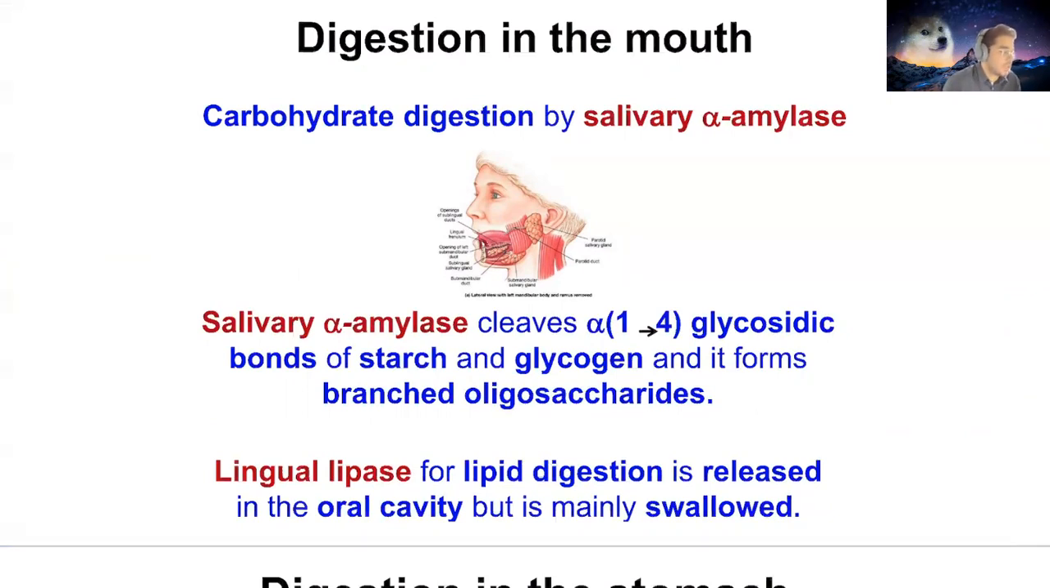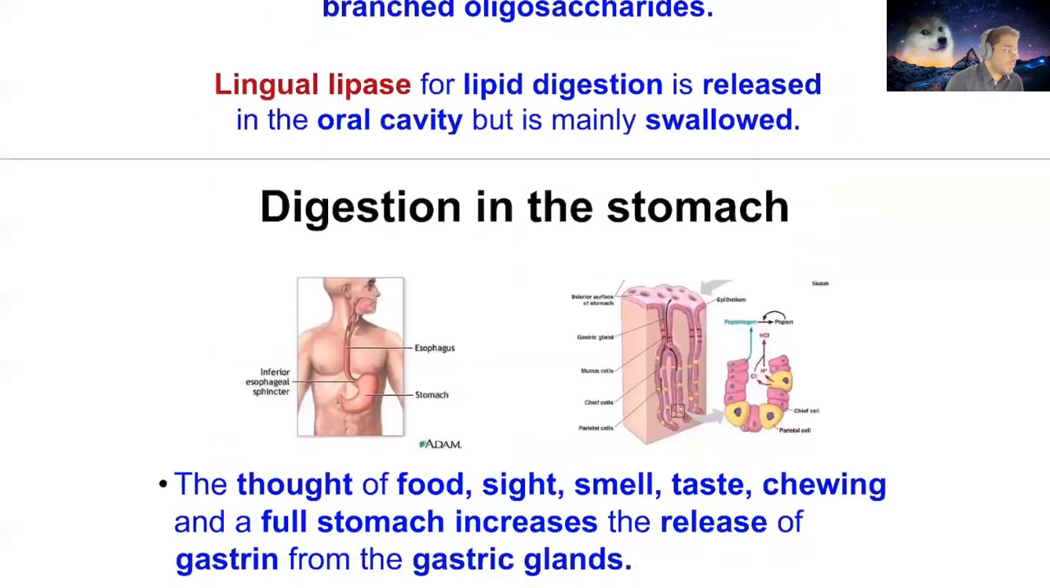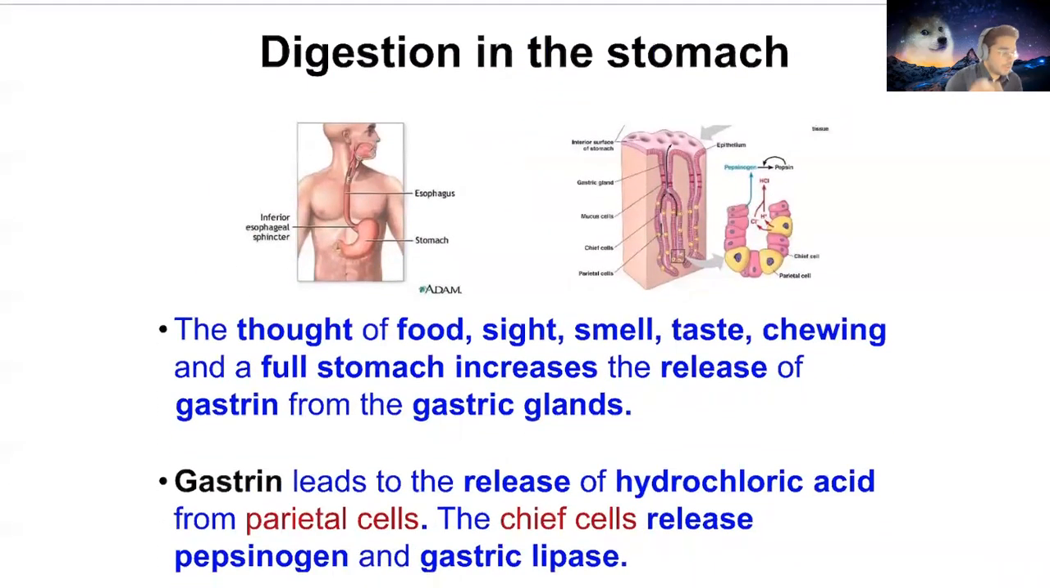Lingual lipases allow lipids to be digested and released into the oral cavity, primarily via swallowing. There's obviously mechanical breaking down of food too, right? That's what they typically call a food bolus. It's basically this ball that you generate as you are breaking apart and chewing food.